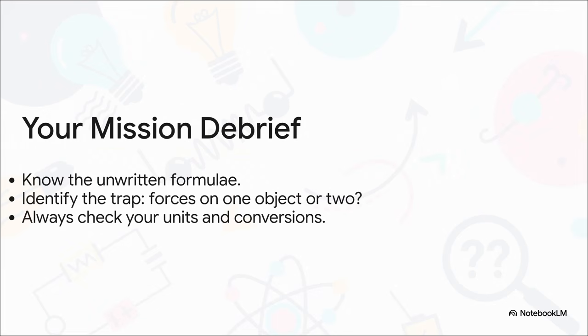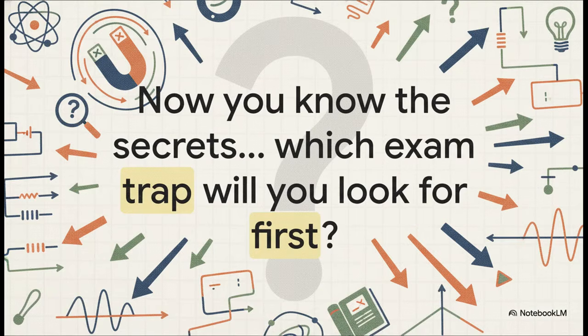All right, mission debrief. What are the big 3 things to take away? 1. Know those unwritten formulas inside and out. 2. Always spot the trap by asking, are these forces on one object or 2? And 3. Check, double check, and triple check your units and your powers of 10. So we have covered a lot really fast. You're now officially an insider.